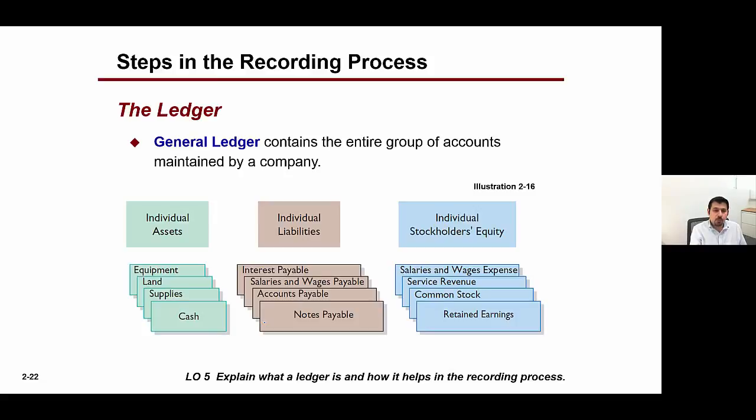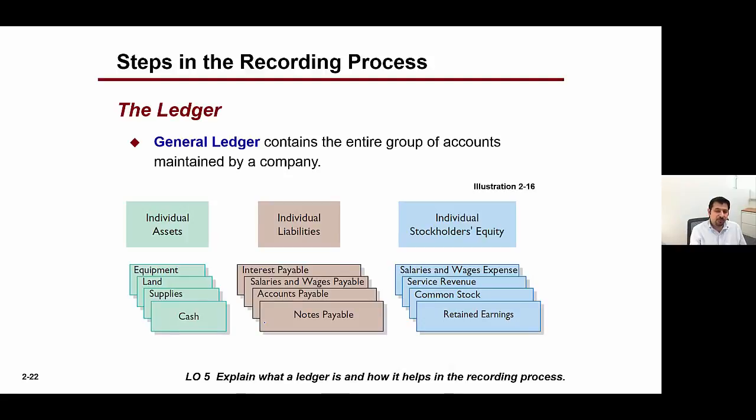Now, we have been talking about the journal. The journal keeps track of the transactions in chronological order. So the journal deals with transactions. The general ledger deals with individual accounts. So it deals with individual assets or liabilities or stockholders' equity accounts. Basically, it keeps in one place all the information about the changes in specific account balances.